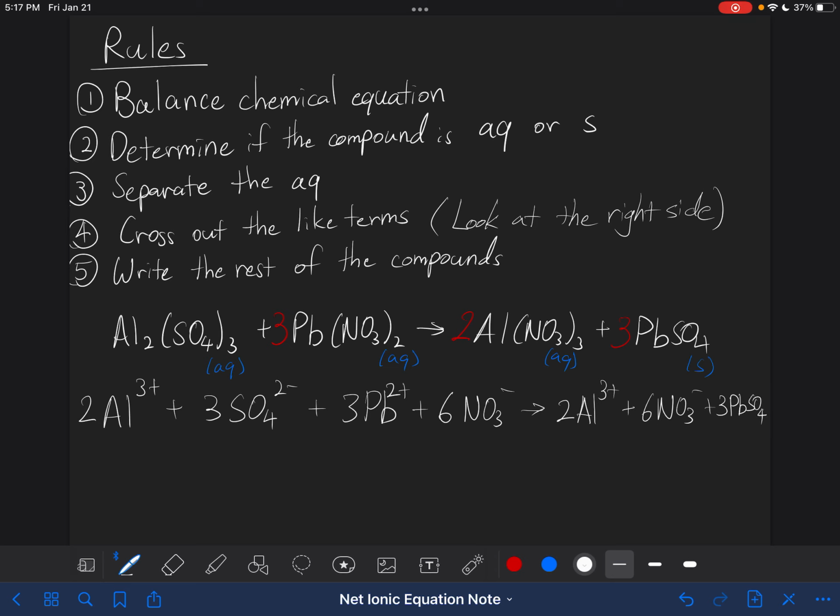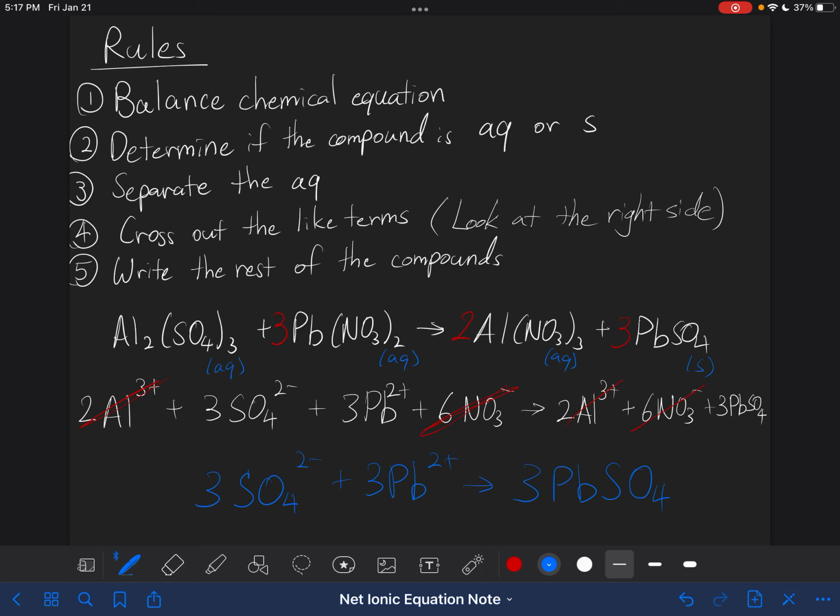There you go. So now I'm going to cross out the ones that are like terms. So obviously we're going to cross out those two, which means Al and NO3. And then rewrite the rest of the compounds and elements. And your answer will become this. This is your net ionic equation.